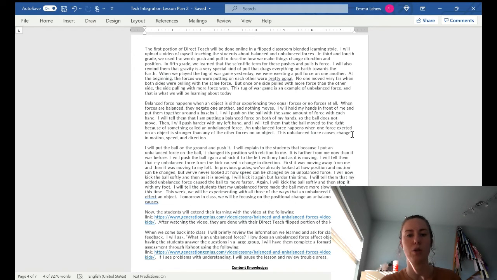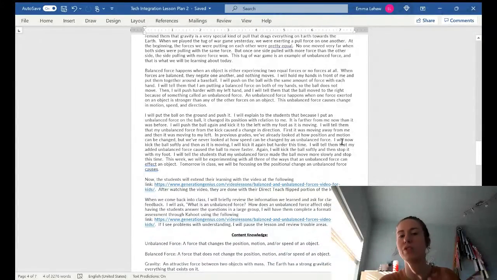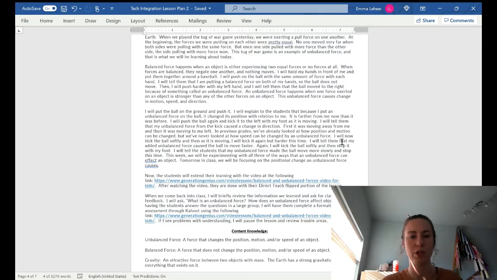But I will also show them a balanced force, where I push with both hands the same amount and it makes the ball stay in place. So an unbalanced force causes change in motion, speed, and direction. And I will demonstrate all of that with the ball so that students see it rather than just hearing about it. And I'll encourage them to go get their own ball and try it out as well. So I'll show the way that speed, direction, and motion changes, all with the ball and all with demonstrations.